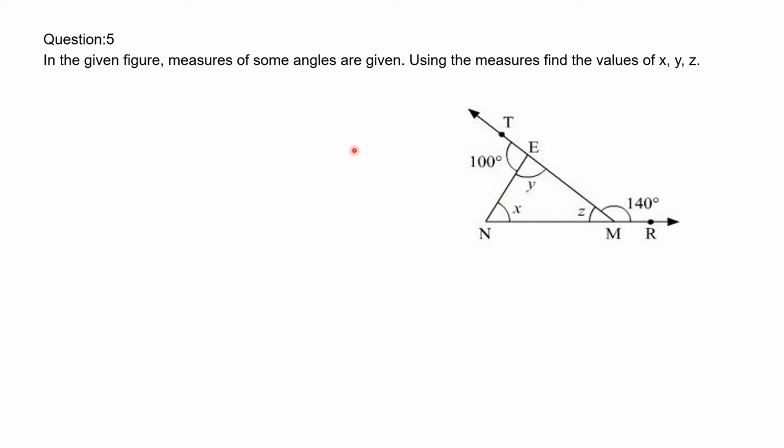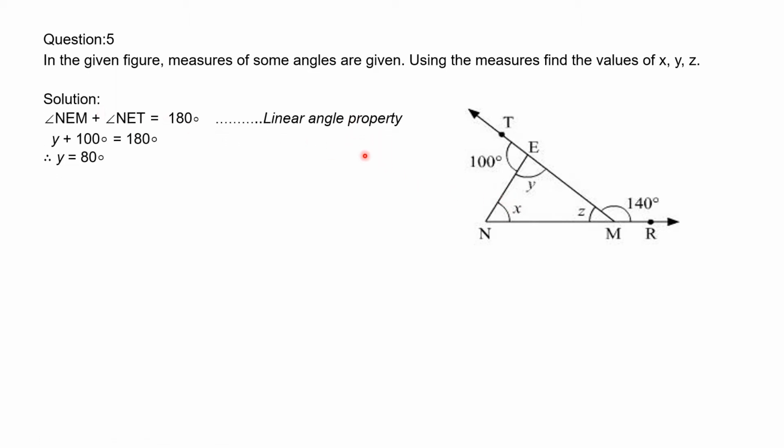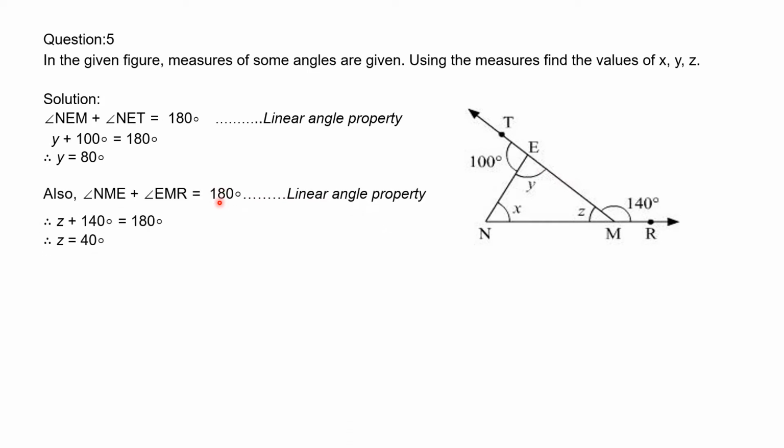So now we write here the answer. Solution. Angle NEM plus angle NET is equal to 180, linear angle property. Then we substitute the measures: y plus 100 degrees is equal to 180. So therefore y is equal to 80 degrees. Next, angle NME plus angle EMR is equal to 180, again same reason, angles in a linear pair. Therefore z plus 140 degrees is equal to 180 degrees. So measure of angle z is 180 minus 140, 40 degrees.